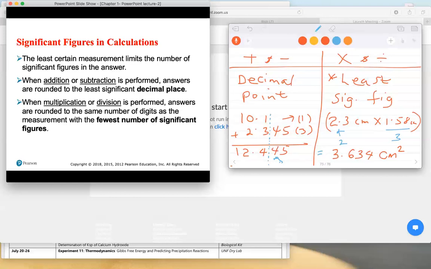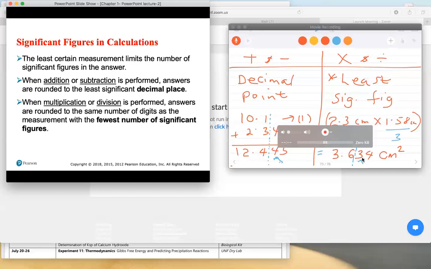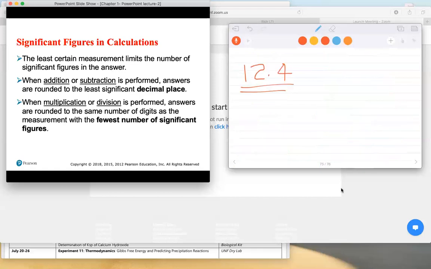So in our example, 2.3 has the fewest significant figures, and 1.58 has the greatest number of significant figures. So we go with the least. And what we will do here is stop right there. And this digit, 3, is less than 5, so we will round off to 2 significant digits. And the final answer should be right here.